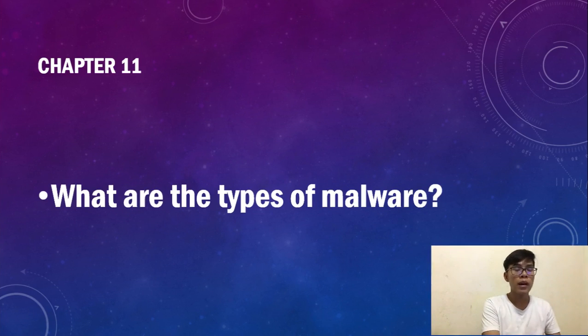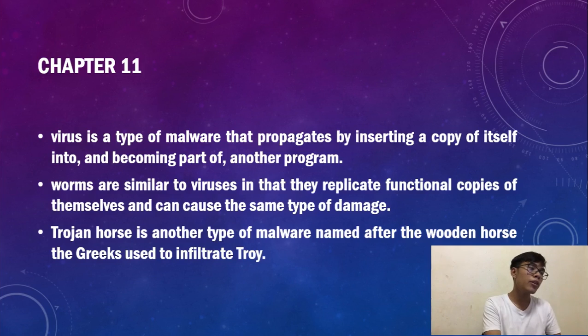So what are the types of malware? There are three types of malware: virus, worms, and Trojan horse. A virus is a type of malware that propagates by inserting a copy of itself into and becoming part of another program. Worms are similar to viruses in that they replicate functional copies of themselves and can cause the same type of damage. But the Trojan horse is another type of malware named after the wooden horse the Greeks used to infiltrate Troy.